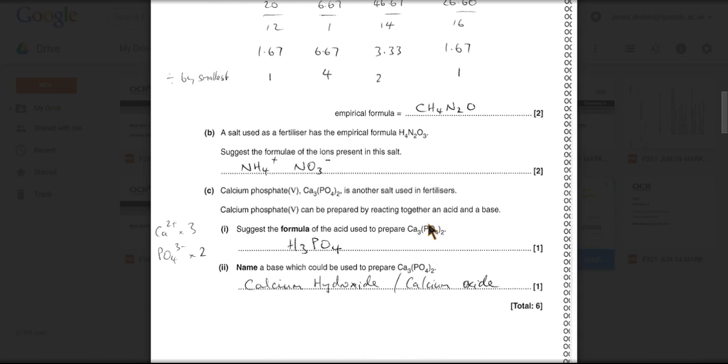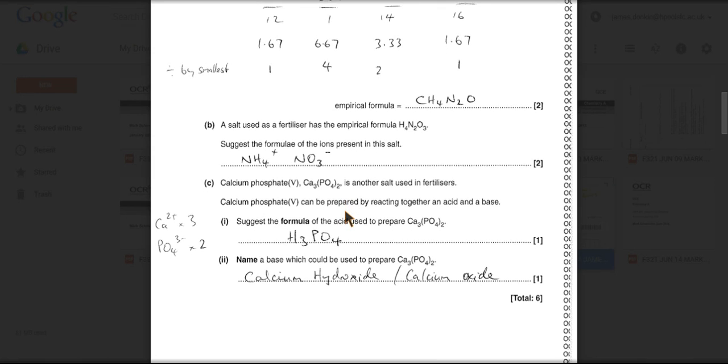Calcium phosphate, Ca3(PO4)2, is another salt used in fertilizers. It can be prepared by reacting together an acid and a base. So remember, salt: H+ ion of an acid is replaced by the ammonium ion or a metal ion. Well, in this case, the salt contains a metal ion. It's got 3 calcium 2+ ions. And so the acid in question must be phosphoric acid, H3PO4.